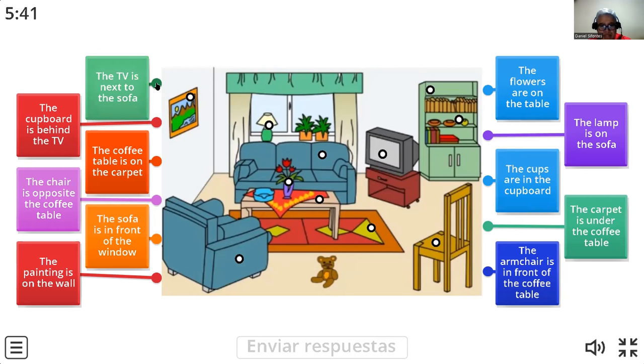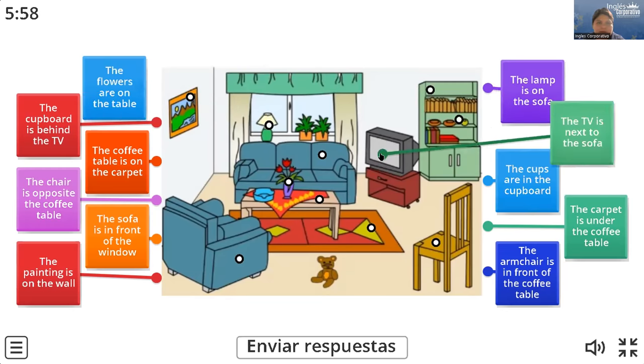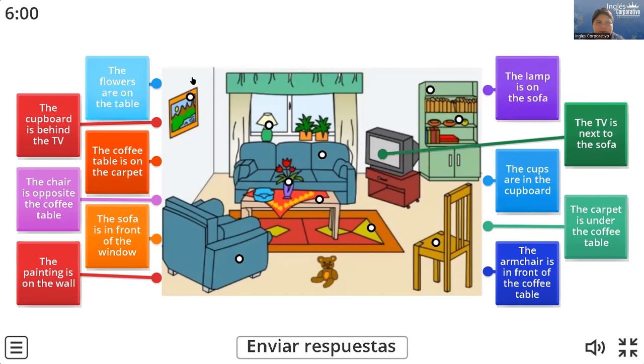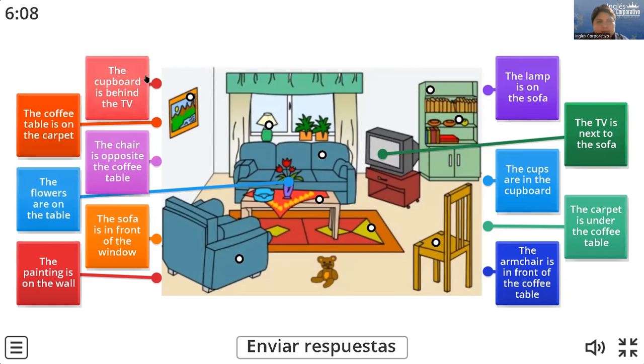Import, export, that's Edgar, I think. Okay, so you missed two, Edgar. Okay, so I think you're about to finish. That TV is next to the sofa. Okay, number one. Okay, the flowers are, what are the flowers? On the vase. The cupboard is behind that TV.